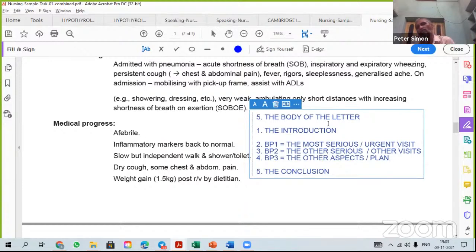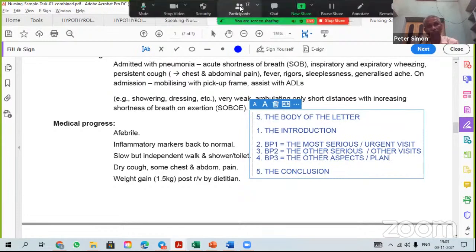Then the fourth paragraph, that is body paragraph 3, will be after discharge, what you have to do as a nurse. What the other nurse should do, or the other doctor should do, or the other physiotherapist should do. That is body paragraph 3. That is called differentiation. So now let me ask some students whether they have understood.